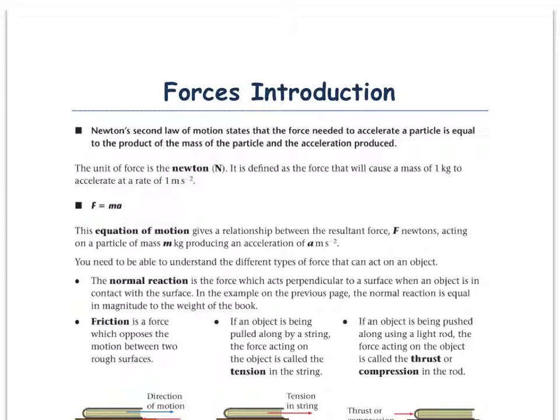Okay, during Mechanics 1 we're going to look at various different forces, and I'm going to introduce some of them to you now. Newton's second law of motion states that the force needed to accelerate a particle is equal to the product of the mass of the particle and its acceleration produced. So, what this means is the unit of force is newtons, and it is defined by the force which causes a 1 kilogram mass to accelerate at a rate of 1 metre per second to the minus 2.